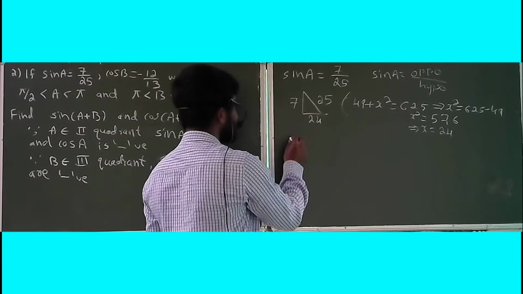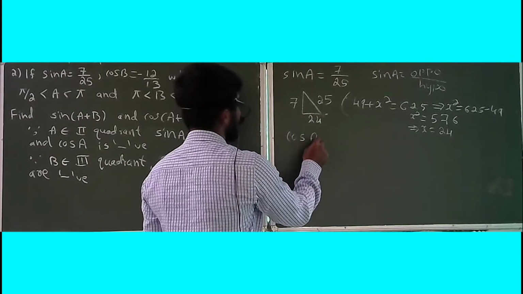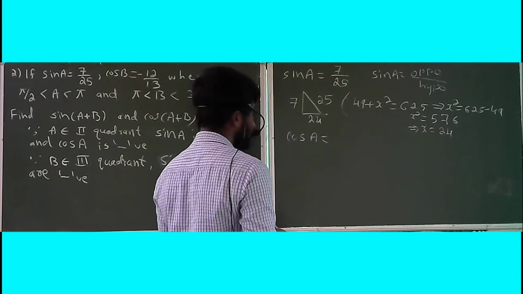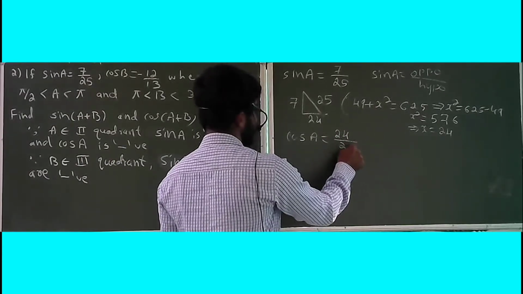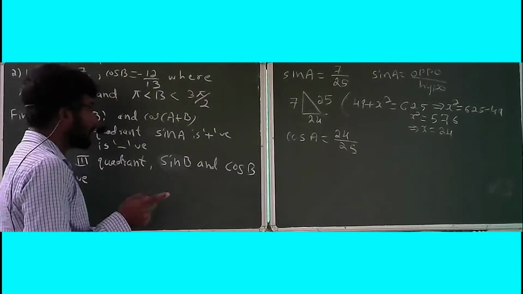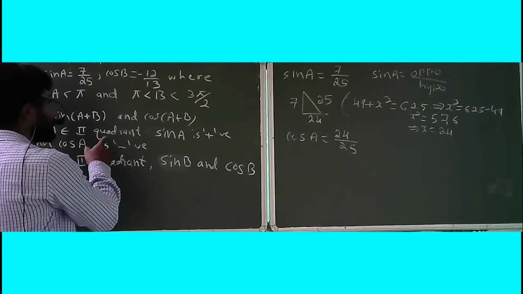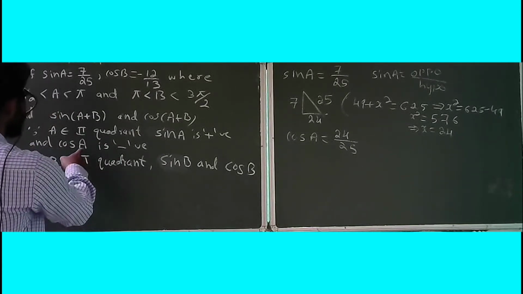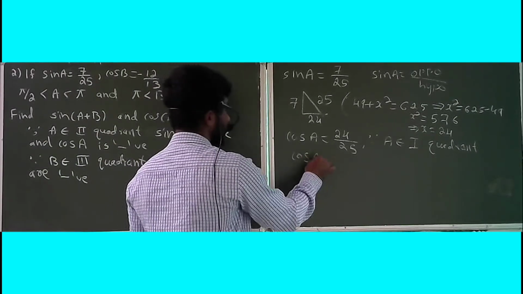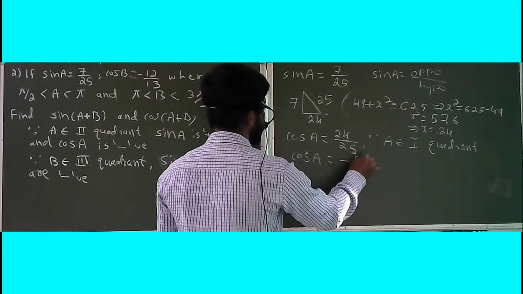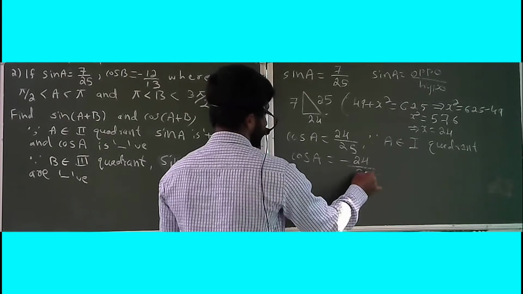By this, you can write cos A value is adjacent divided by hypotenuse. That is 24 divided by 25. Cos A value. But see here, A belongs to the second quadrant. In the second quadrant, cos A is negative. Cos A value is equal to minus 24 divided by 25.